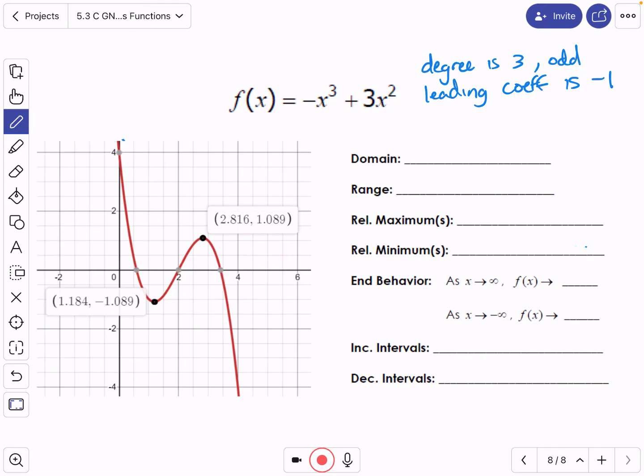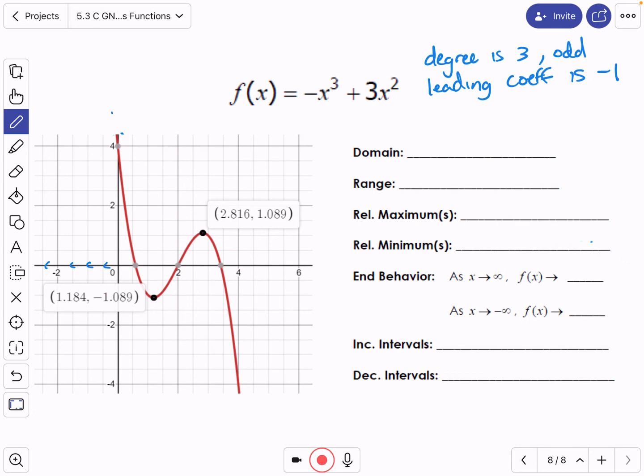All right, so we looked first at this function. Now we know that with a degree of 3 and a leading coefficient that's minus, it's going to do an opposite kind of thing in the end behavior. So we know as x heads towards minus infinity, the function is heading towards plus infinity.